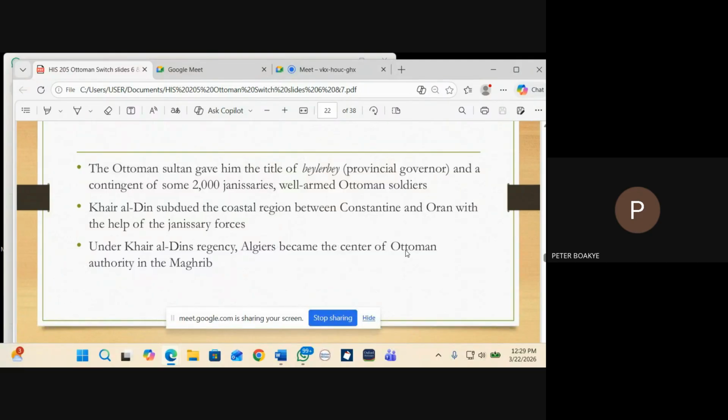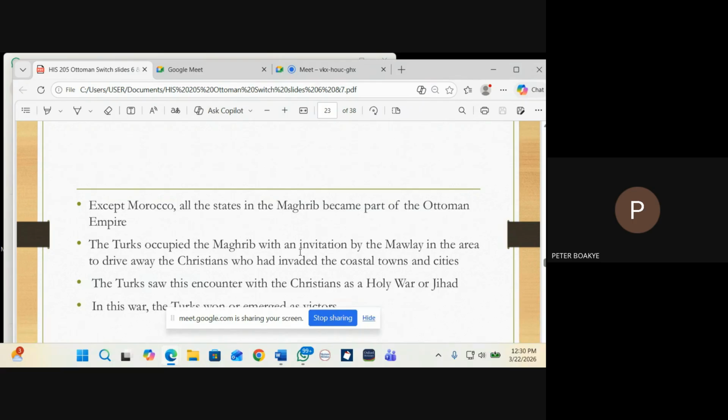The Ottoman Sultan gave him the title Beylerbey, that is a provincial governor, and a contingent of some 2,000 Janissaries, well-armed Ottoman soldiers. They were referred to as Janissaries, and there were 2,000 in number. Khayr al-Din subdued the coastal region between Constantine and Oran with the help of the Janissary forces. So under Khayr al-Din's Regency, Algiers became the center of Ottoman authority in the Maghreb. Except Morocco, all the states in the Maghreb became part of the Ottoman Empire.